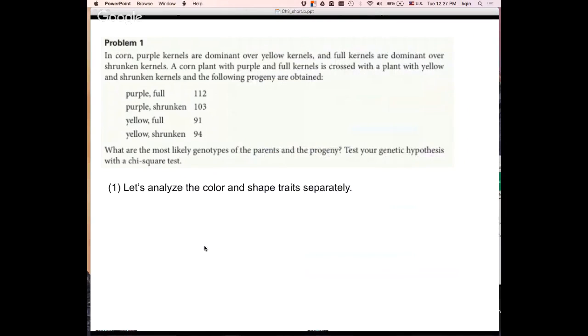Okay, good. All right, the easiest way, at least from the textbook, is to separate the traits. So we have two traits, color and shape. Let's do it one by one and then combine them again. How many purple do we have? 1:1:2 plus 1:0:3 equals 1:15. Yellow we have 91 plus 94, 1:85.